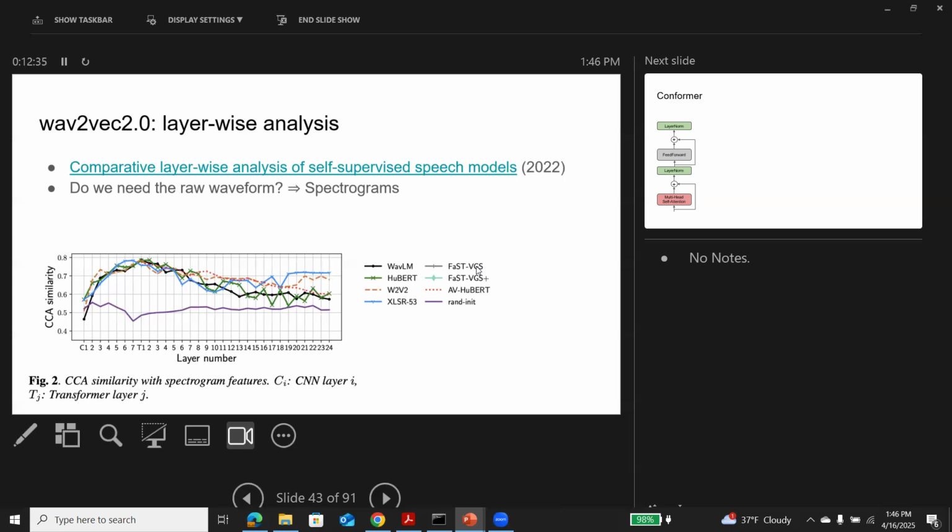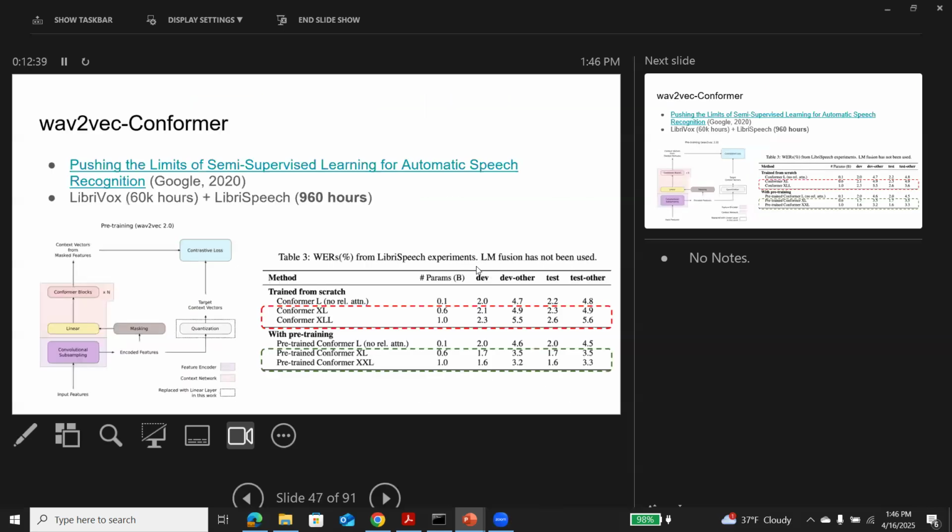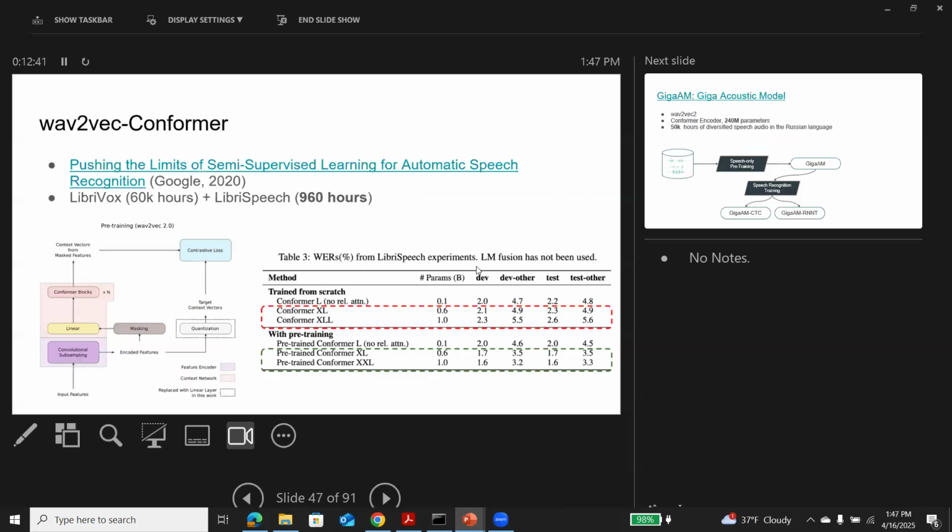Let's see, we have time. Okay, let's move to the, yeah, let's skip other models.